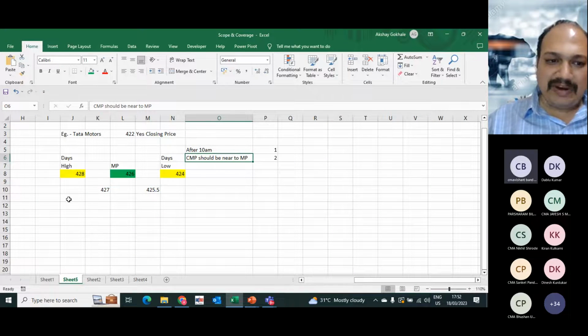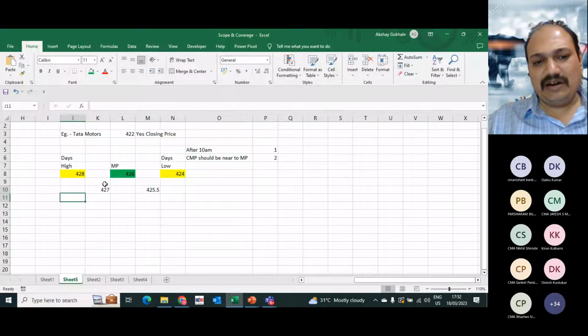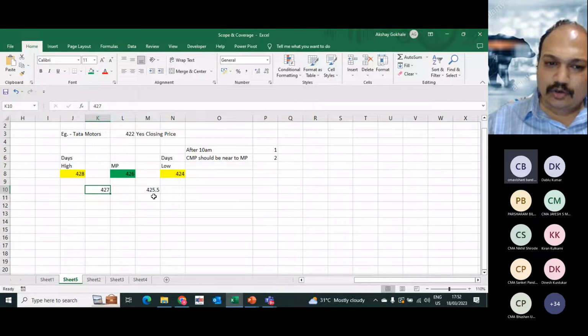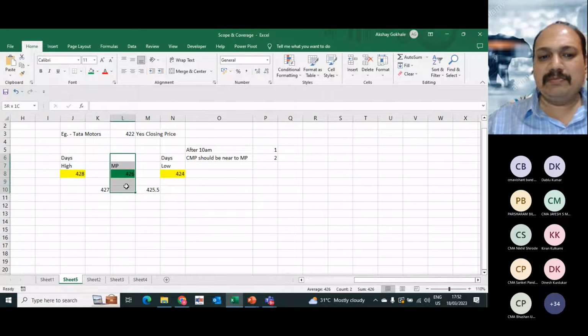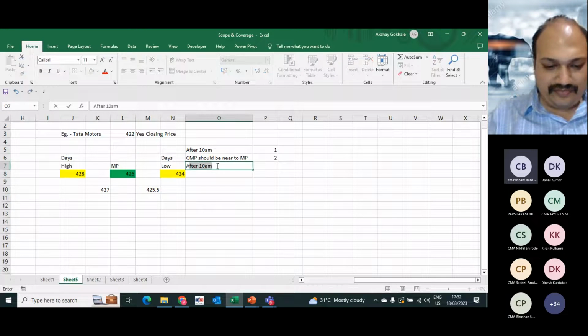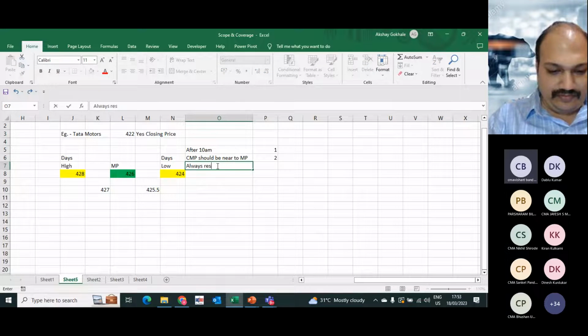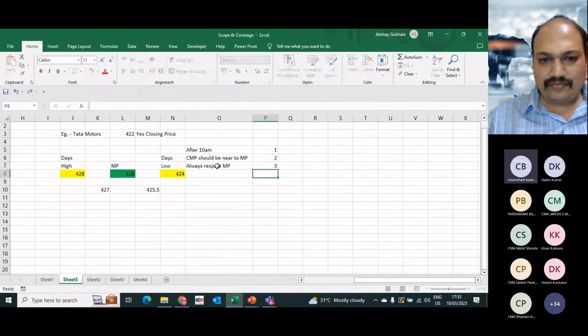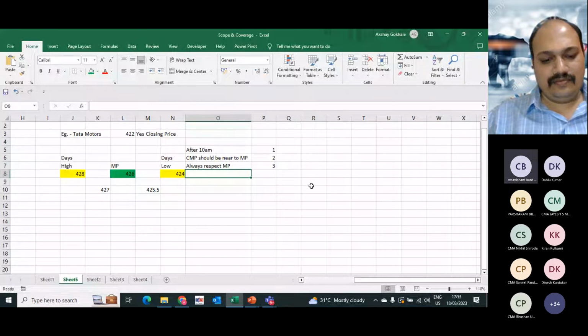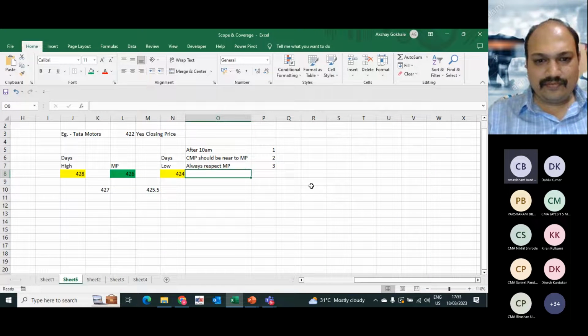But it might be that after some time it comes to 426 or near to 426. Then you can think to buy or sell, but always respect the midpoint. So while considering my stop loss, I'll have to consider 426 as the point where we are able to minimize our loss and maximize our profit.